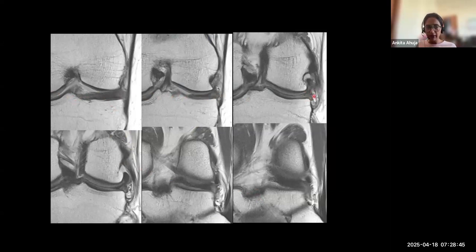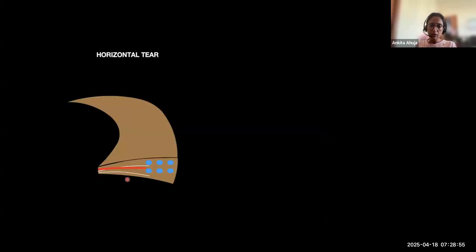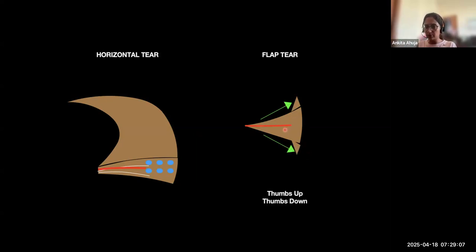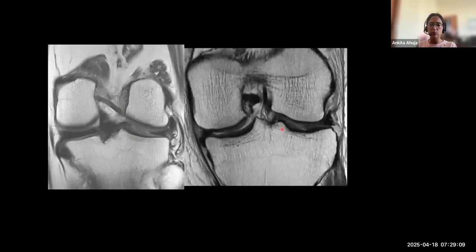Normally, the body is well seen, and you see an additional thing which is lying above. So this is a tear with a flap which is lying in the superior gutter. So whenever you have horizontal tears, what happens? This flap or this fragment can flip up or flip down. So based on this, this is called a flipped up and flipped down sign as well, or a thumbs up and a thumbs down sign as well.